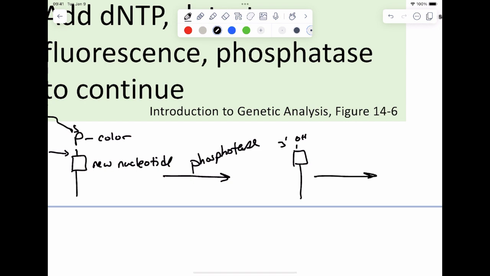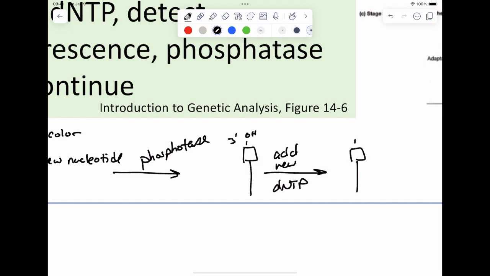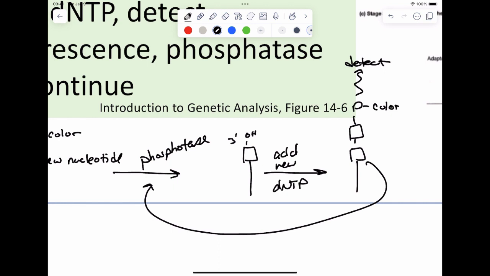Which then means add a new dNTP. And when we do that, it's also going to have a phosphate terminator with a color. So then let's detect the color and repeat. So each time we add a new nucleotide, let's take a photo. Chop off the color, add a new nucleotide. Take a photo of the color, chop off the color, add a new nucleotide.